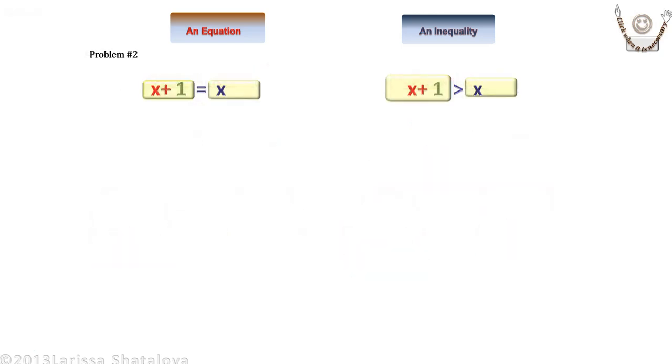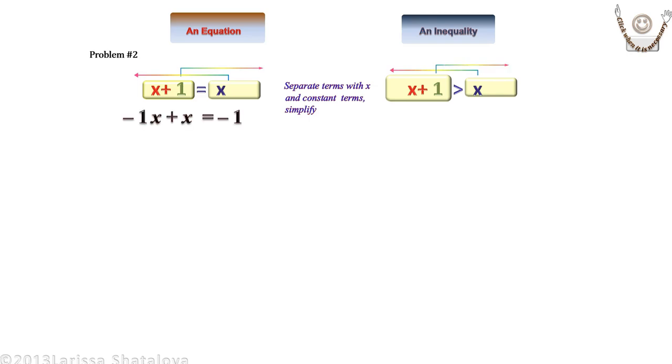Now let's use algebra to solve the equation and inequality. We have to separate terms with x and constant terms, and then we will simplify. So we will move +1x from the right to the left and +1 from the left to the right, for the equation and for the inequality. For the equation, we will have -1x + 1x = -1. For the inequality, -1x + 1x > -1.